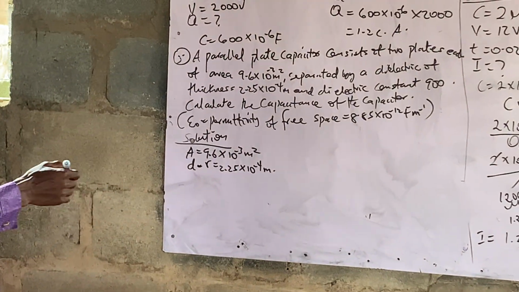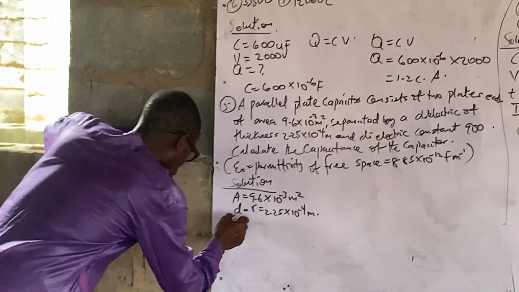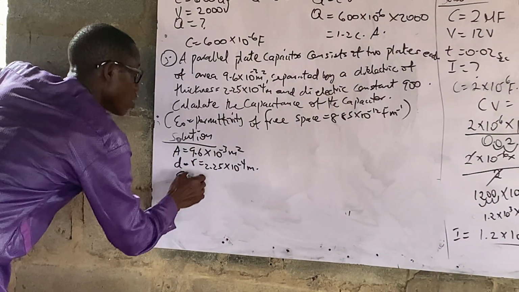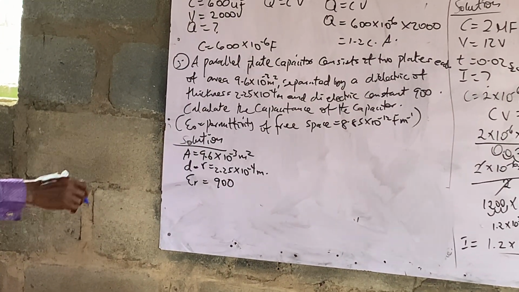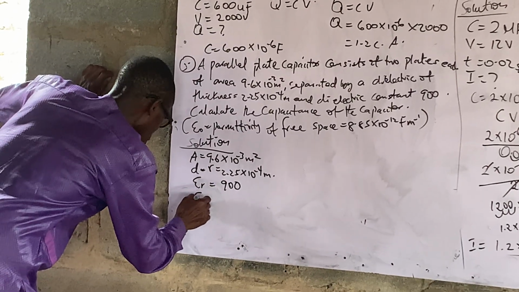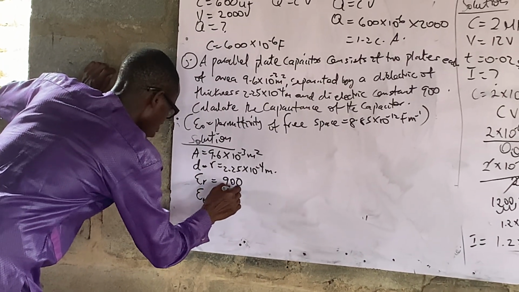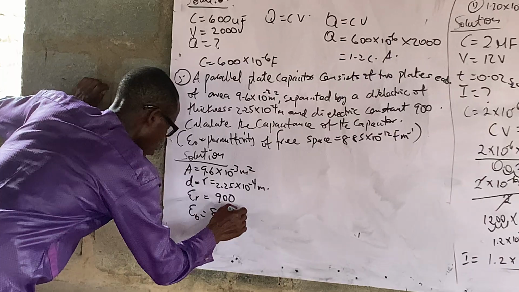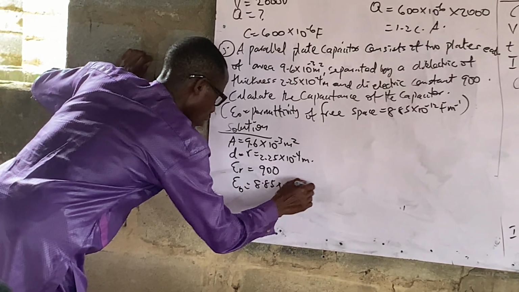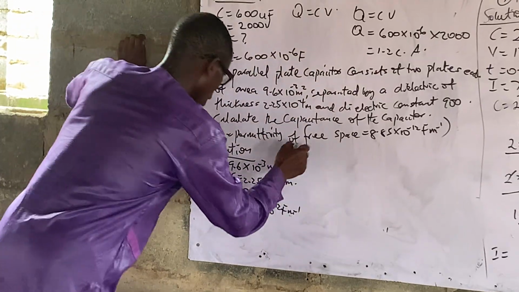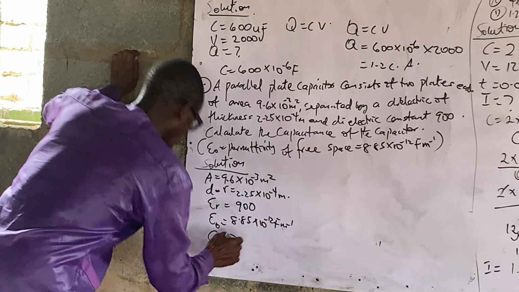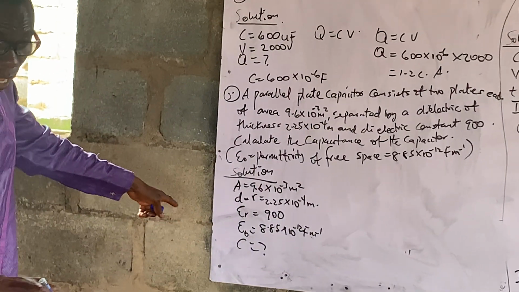We have our dielectric constant. It's always called ER, which is equal to 900. Then the permittivity of free space, E naught, is 8.85 times 10 to the minus 12 farad per meter. Now, the formula that we wrote down the other time helps you calculate what? Our capacitance. Are we together?